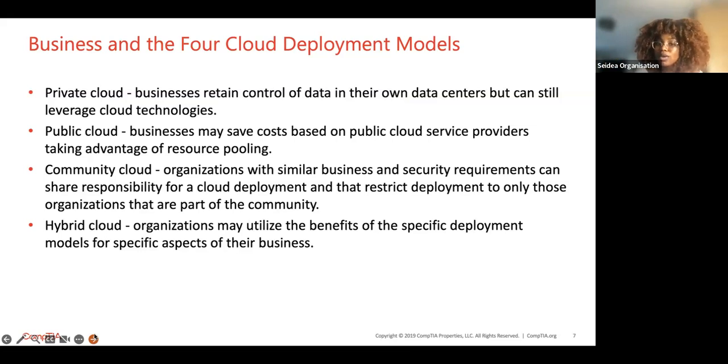Because when it's private, you have more control. When it's public, you have less control. When it's community, there is a bit of control, but you're still sharing resources. And when it's hybrid, you can decide which part you want to be private and which part you want to be public. So that's pretty much that.